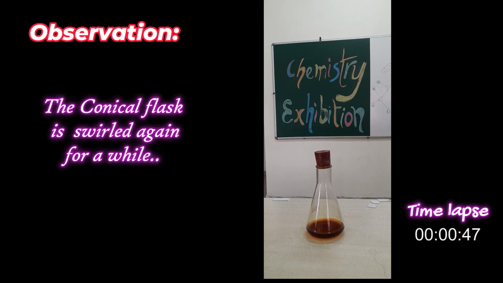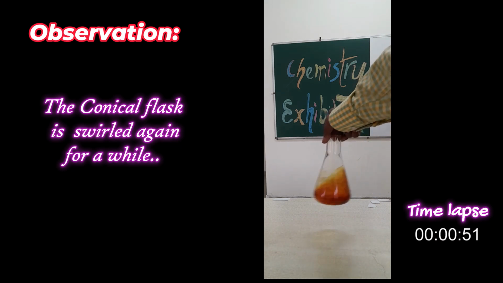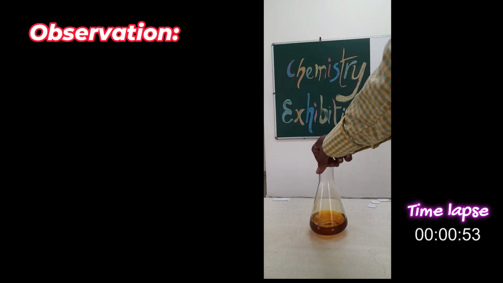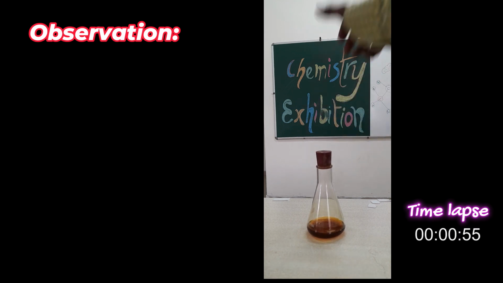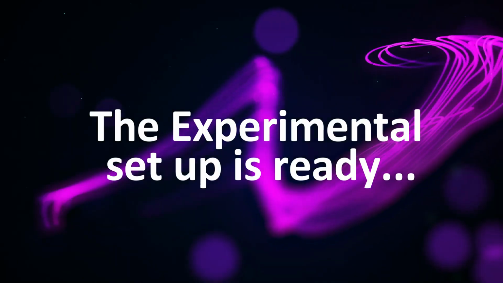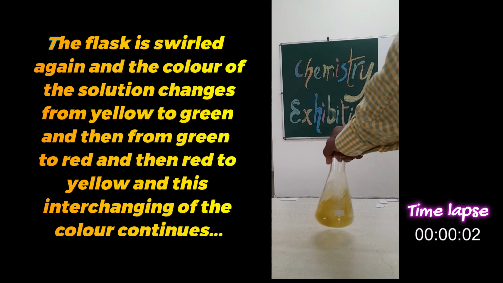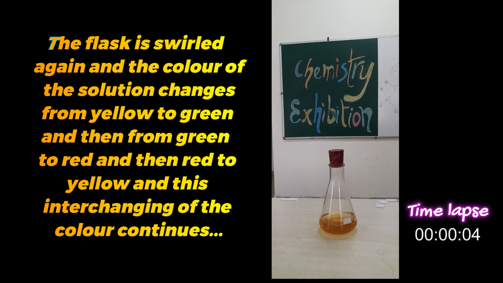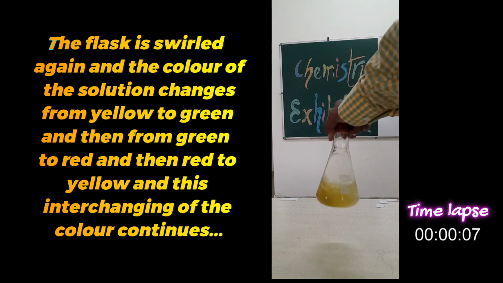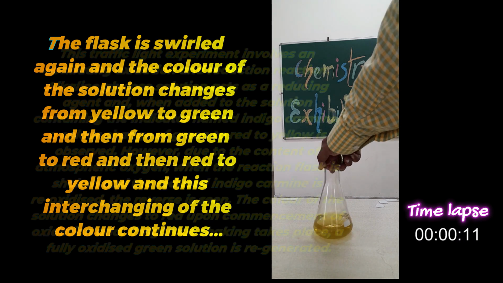The conical flask is swirled again for a while. The color of the solution turned yellow. The experimental setup is ready. The flask is swirled again and the color of the solution changes from yellow to green, and then from green to red, and then red to yellow, and this interchanging of the color continues.